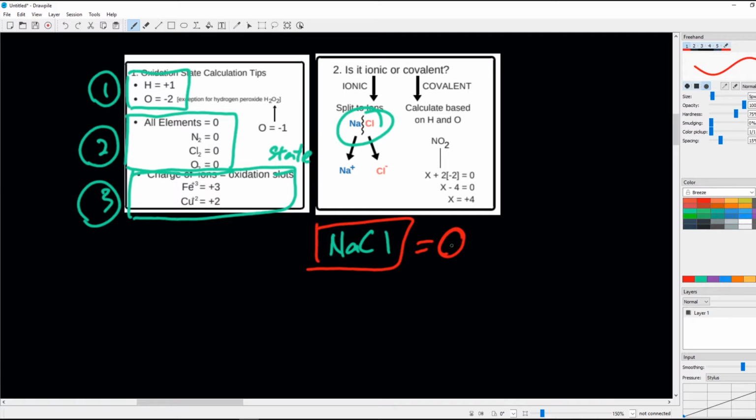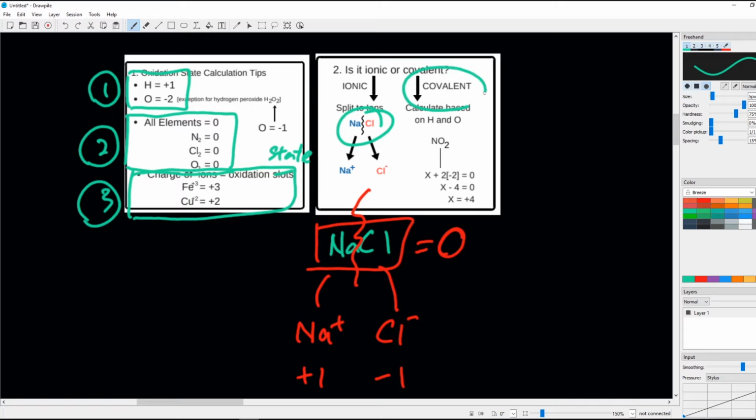But if you want to consider only the individual Na or Cl, we can break them apart because they are ionic. Na has a positive charge, therefore its oxidation state is +1. Cl has a negative charge, therefore its oxidation state is -1. Be careful that we cannot do this when it comes to covalent compounds.